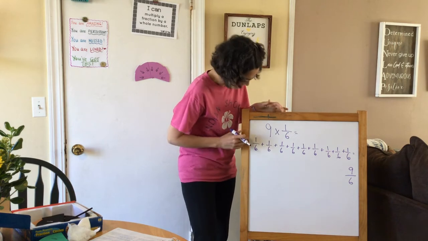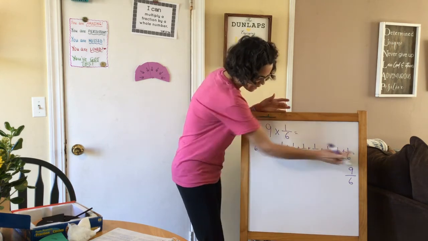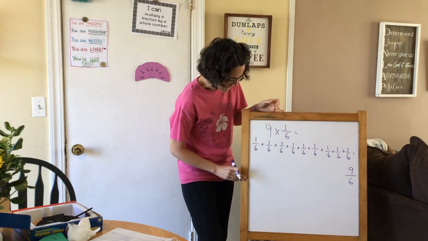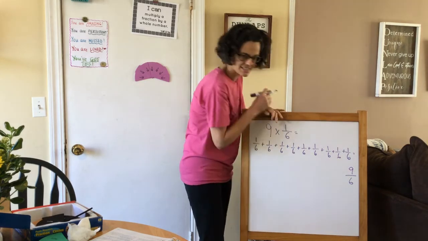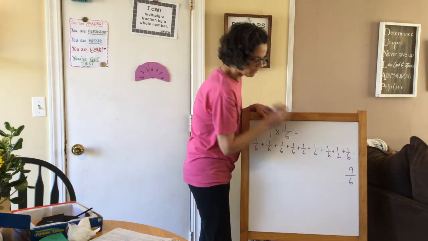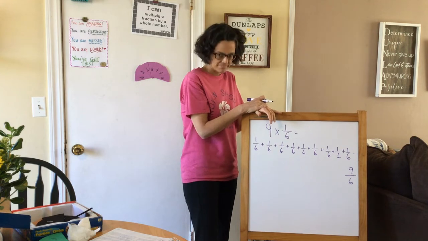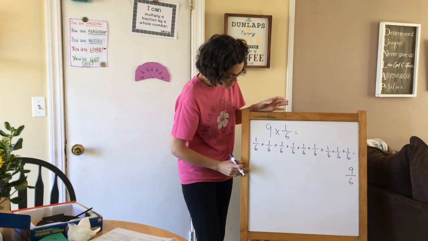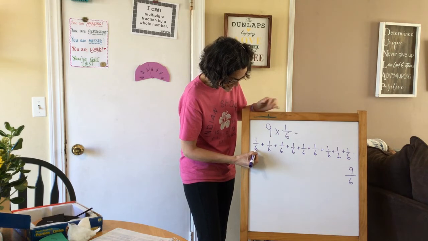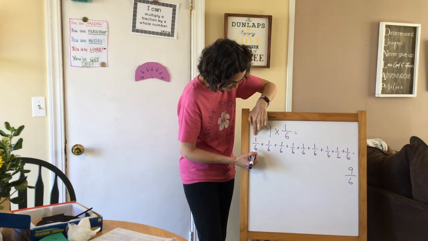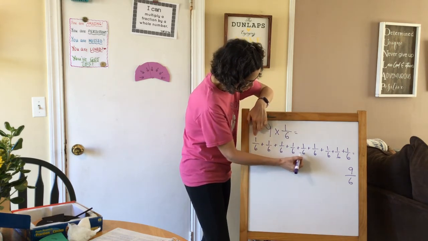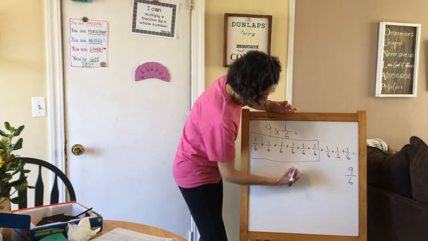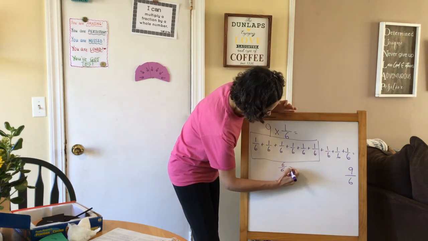I ran out of room. I did 1/6 9 times across here. 1, 2, 3, 4, 5, 6, 7, 8, 9. And when I added them all up, I got 9/6. Well, wait a second. What do you notice about 9/6? Yep, it's improper. And that means we have to pull out that whole number. So let's do that. Since I'm dealing with 6, I know that I need 6 of these to make a whole. 1, 2, 3, 4, 5, 6. So here's my whole. Okay, so there's my 6/6.